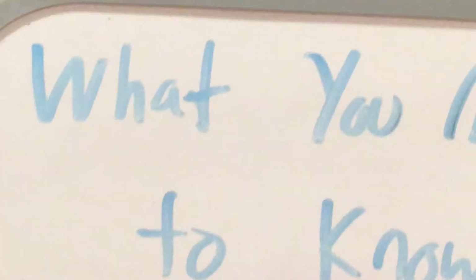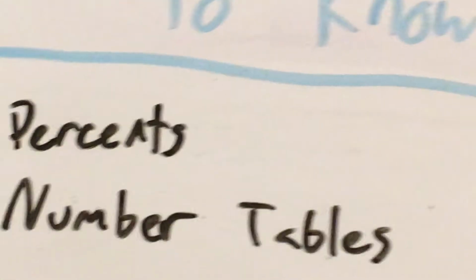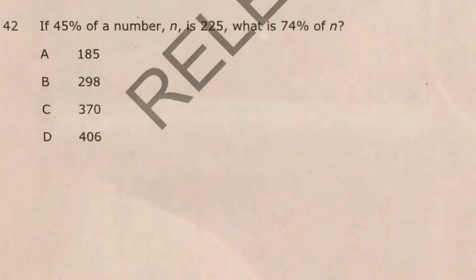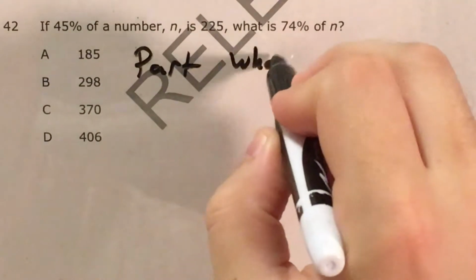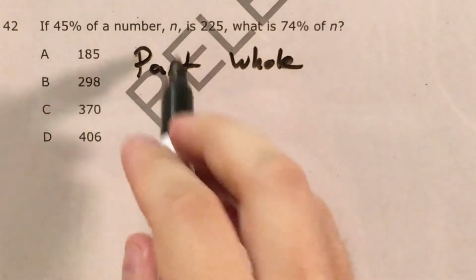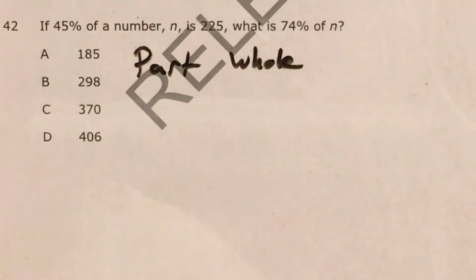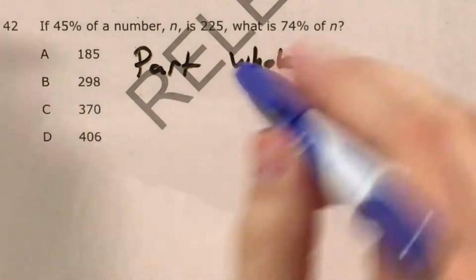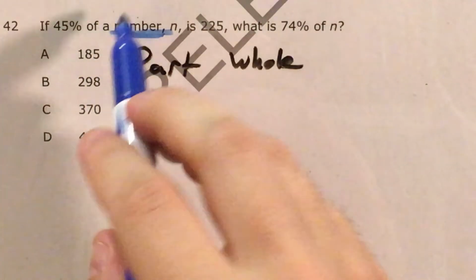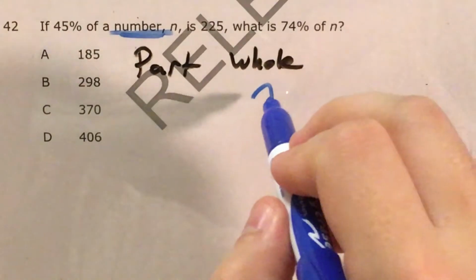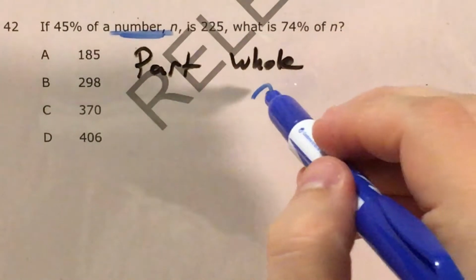To do a question like this really well when you see it, you'll need to know how to work with percents, and specifically we're going to use number tables and percents. Every percent talks about a part of something. So if 45% of a number n is 225, then the number right next to "of," which in this case is just n, is my whole. It represents 100% of n.